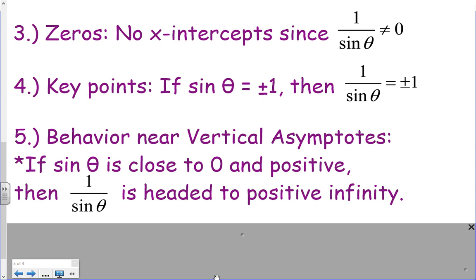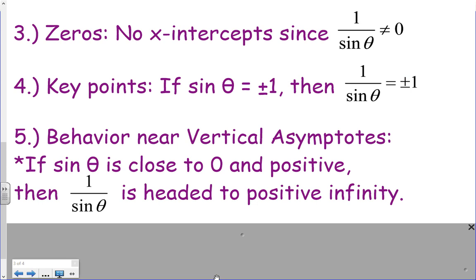If the sine of theta is close to 0, so when sine is getting really, really close to 0, and it's positive, it's greater than 0, then when I consider the cosecant function, cosecant again is 1 over sine, and that means 1 over sine is headed toward positive infinity. And the reason for that is because you're taking the reciprocal of a really, really small number. If you're close to 0, we're talking about really small numbers, 0.1, 0.01, 0.001. So if I take the reciprocal of a really, really small number, I end up with a really big number. So it's going to positive infinity.